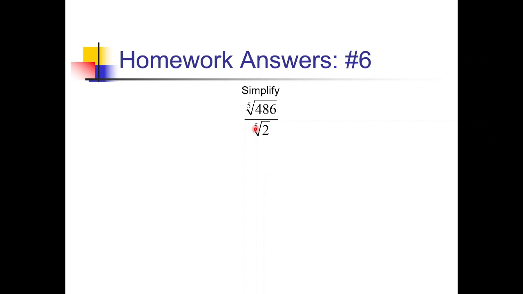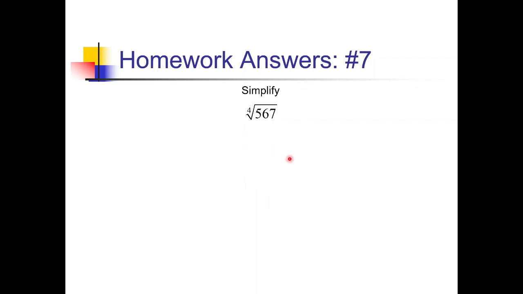On this problem, I notice I have a 5th root divided by a 5th root. So one option I could have here, if I don't want to try to simplify this numerator and then move things together, is I could immediately divide the 486 by the 2 and put it under one big 5th root. So 486 divided by 2 is 243. So this is just the 5th root of 243, and that's just 3.